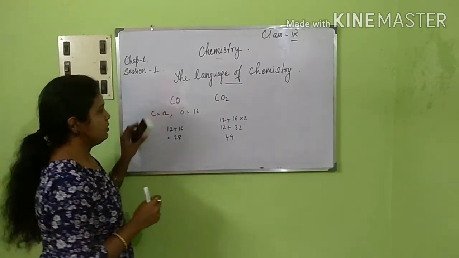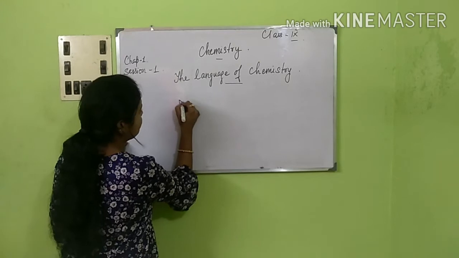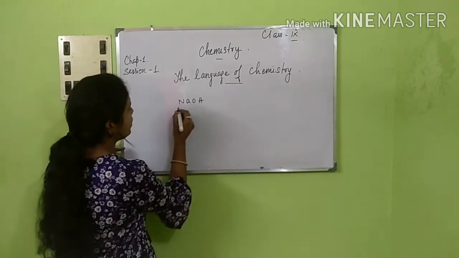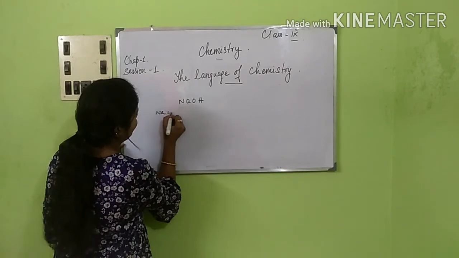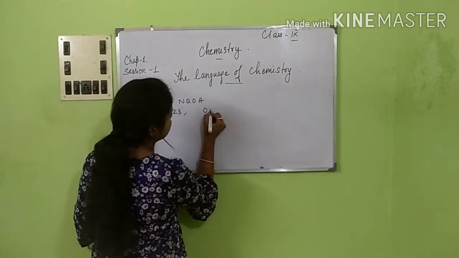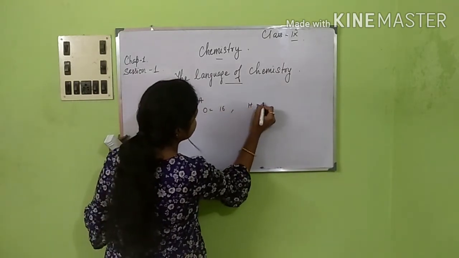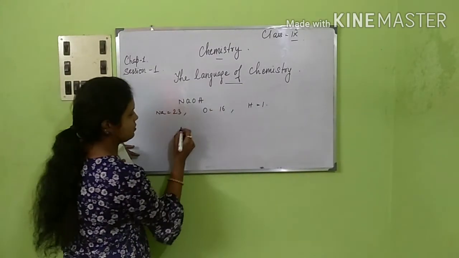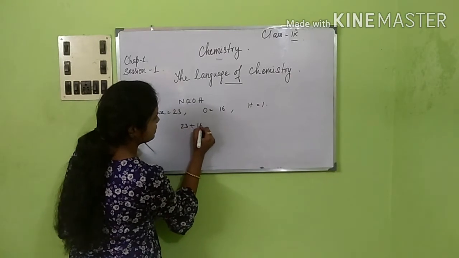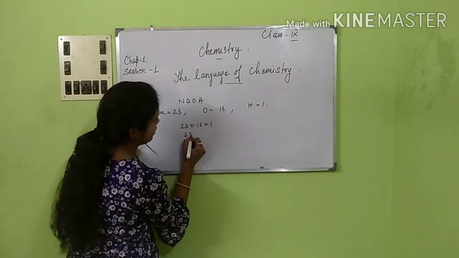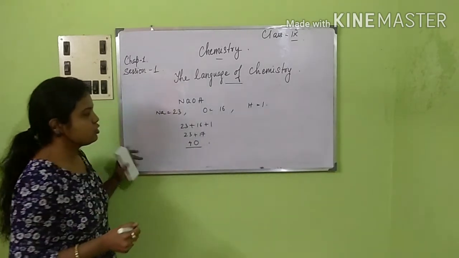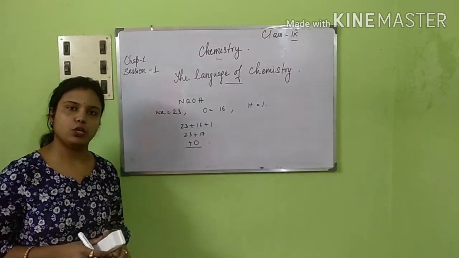Okay. Next, let us calculate for NaOH, sodium hydroxide. Sodium is 23, oxygen is 16, hydrogen is 1. As you can see, one atom of each is present. So that means 23 plus 16 plus 1. You are having 23 plus 17, so 40 is the molecular weight of NaOH.